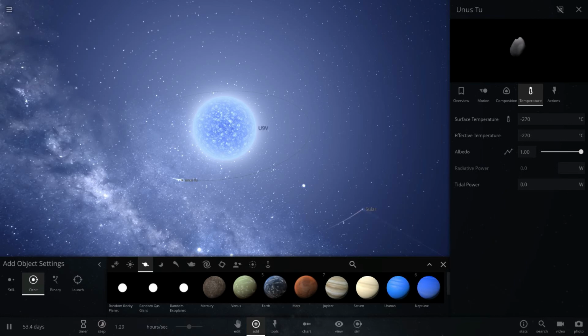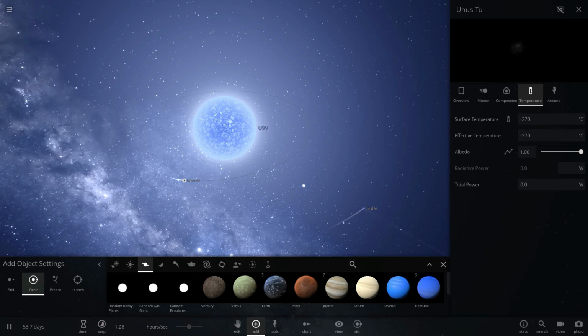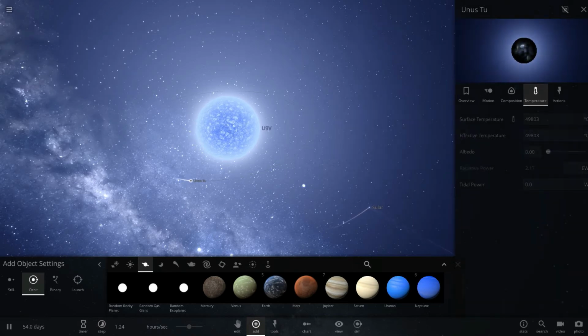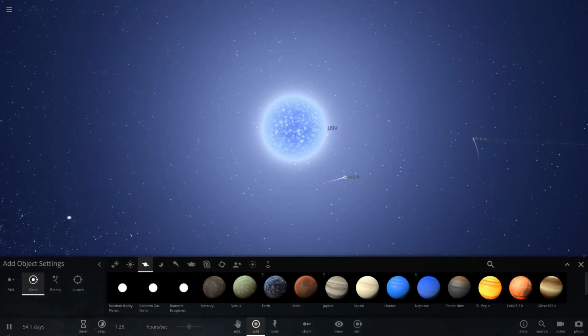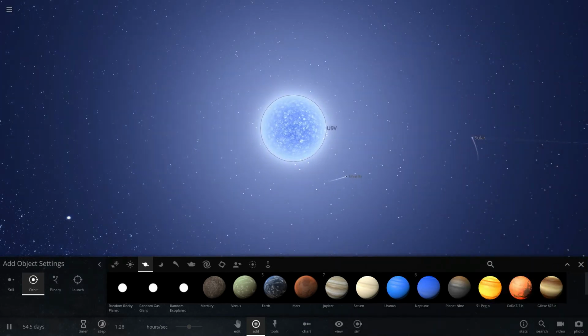Wait, can we make this 15,000 degrees? Yeah, there's basically nothing left of it. How big is it? It's 2 kilometers across.